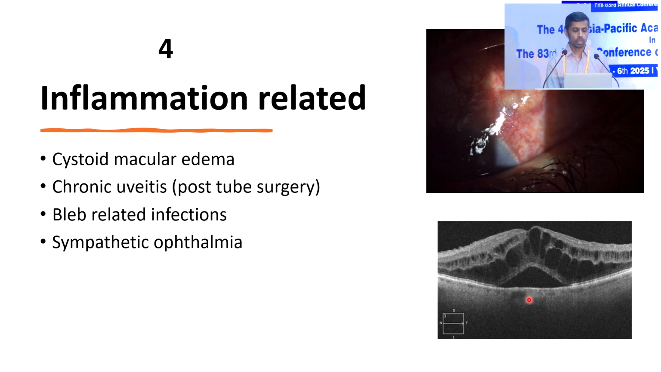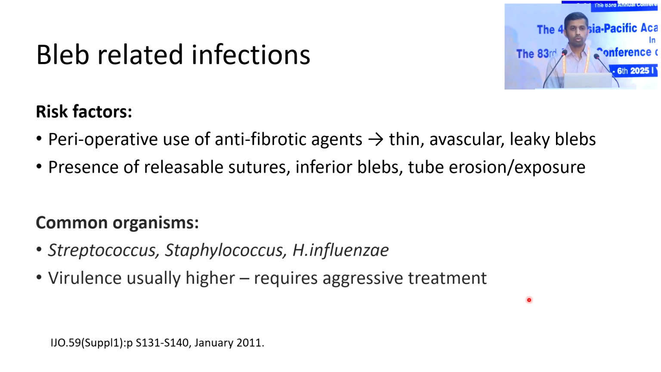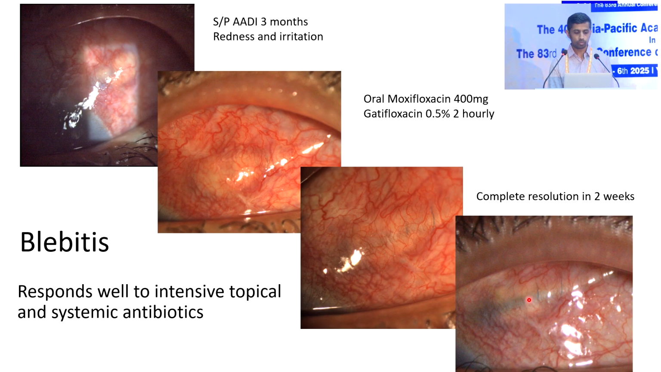Coming on to the last complication, the inflammation-related complications, I will be dealing only with bleb-related infections. The incidence is around 0.1 to 1.3% after trabeculectomy. If only the bleb area is involved, it is called blebitis. If the infection spreads to the aqueous and the vitreous, it is known as bleb-related endophthalmitis. Risk factors include perioperative use of antifibrotic agents, which lead to thin avascular leaky blebs, and presence of releasable sutures, inferior blebs, tube erosion or exposure. Common organisms implicated are Streptococcus, Staphylococcus and H. influenzae, and they are usually highly virulent.